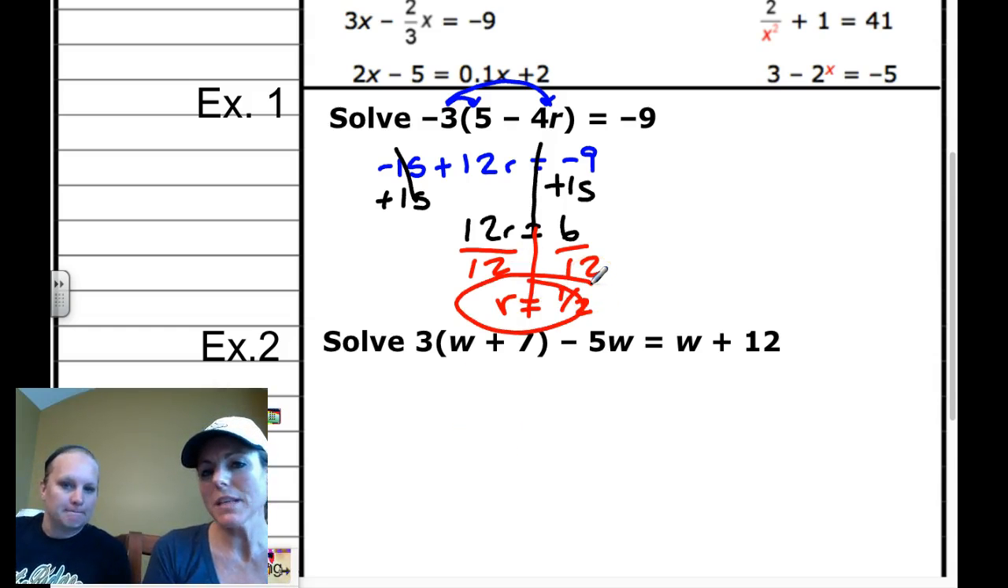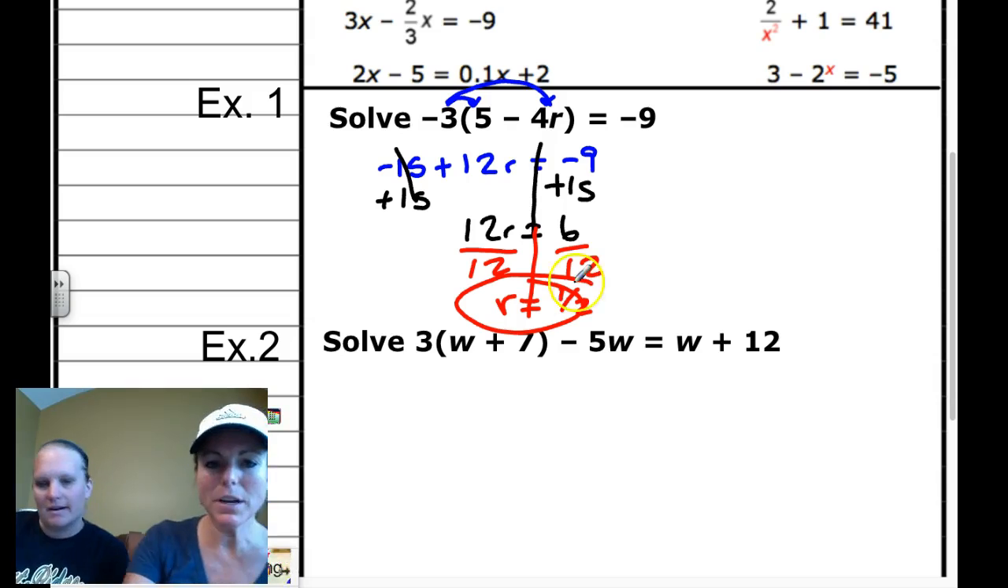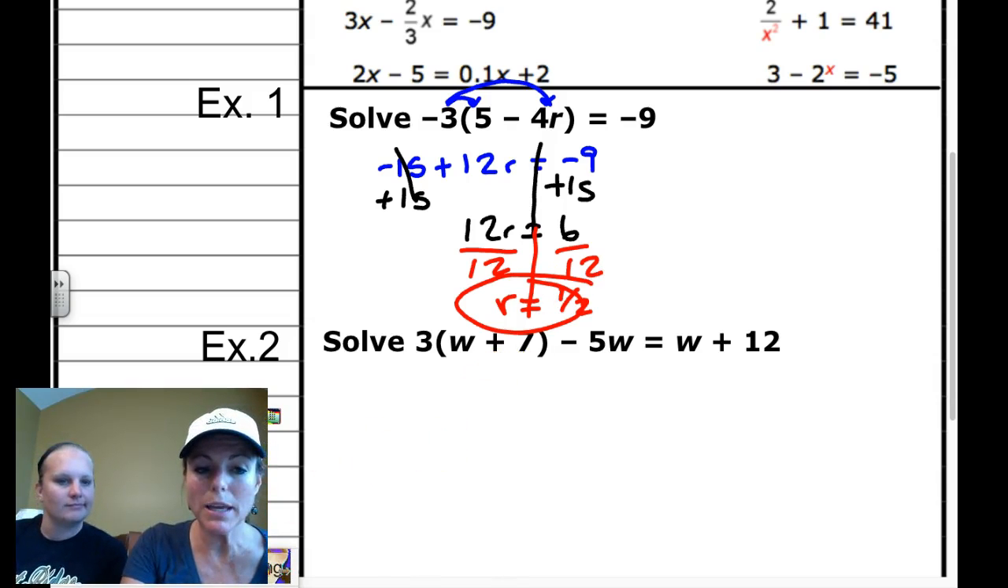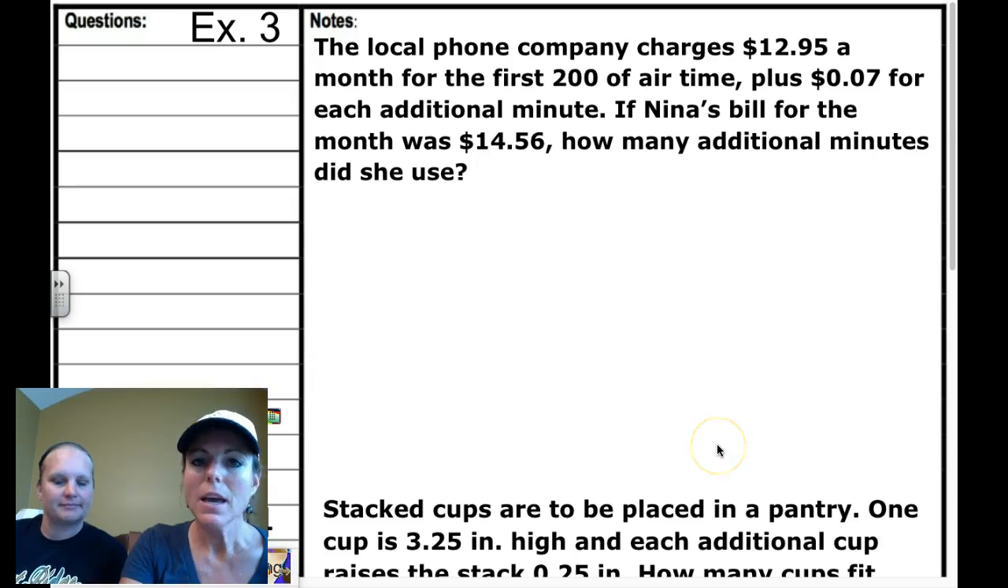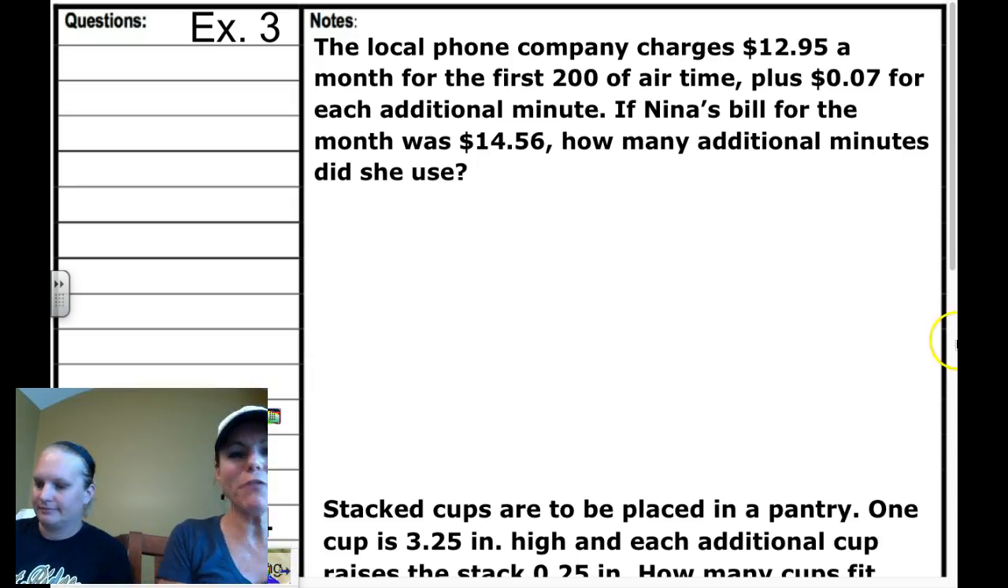So I want to make sure I emphasize that. Do not do the backwards PEMDAS until both sides are simplified. Okay, we're going to do example 2 in class. Example 3, we're back to our favorite, word problems.